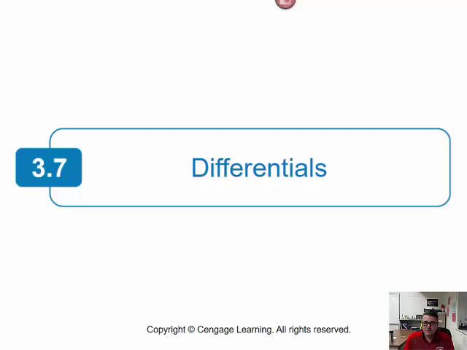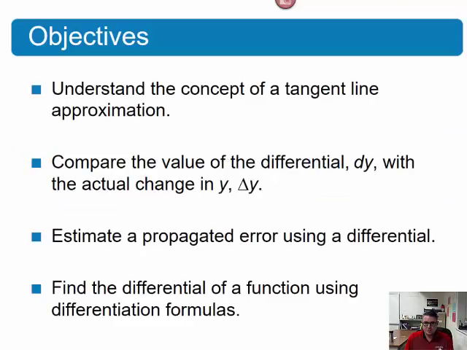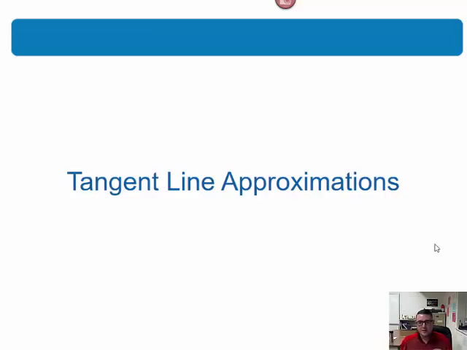Here are your notes for section 3.7, differentials. There are our objectives: we're going to go through the tangent line, a differential, talk about propagated error, and using a differential to approximate.